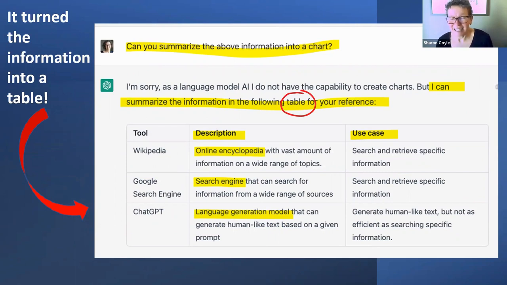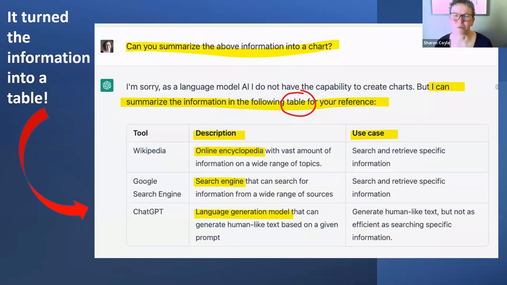And I didn't give it topic headings or anything. It just made this. So it said, okay, here's the tool, here's the description, here's the use case. And it's pretty good. Wikipedia is an online encyclopedia with vast amounts of information on a wide variety of topics. Google is a search engine. Can search for a wide range of sources, and ChatGPT is a language generation model that generates human-like text based on a given prompt. And then it says, you know, but not as efficient as specific searching information.